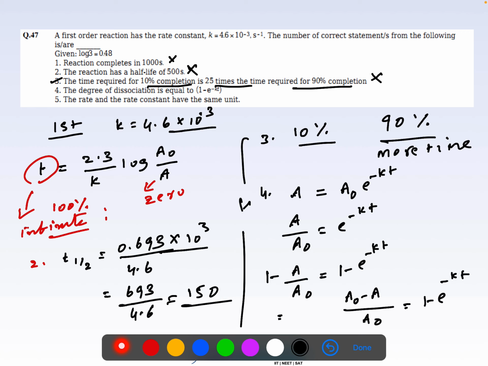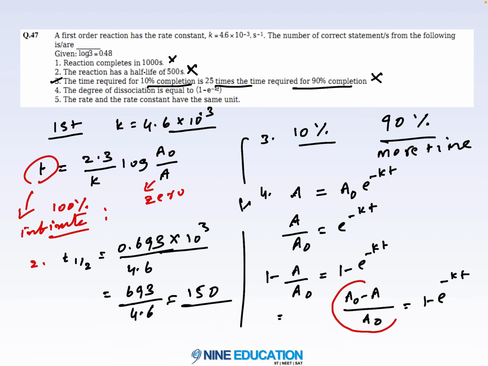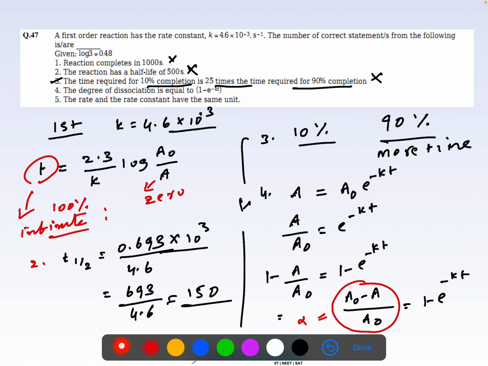See, this term is nothing but equal to alpha. So what is alpha? Alpha is the number of moles dissociated by the total moles. A naught is the initial and A is the final. So A naught minus A is the number of moles dissociated, and A naught is definitely the total moles. So this is a correct statement only. So this 4 is correct.